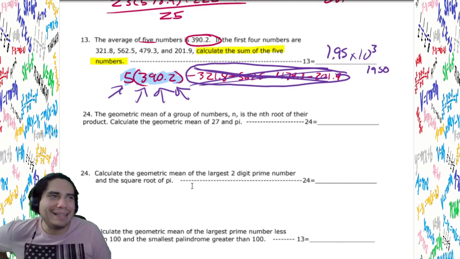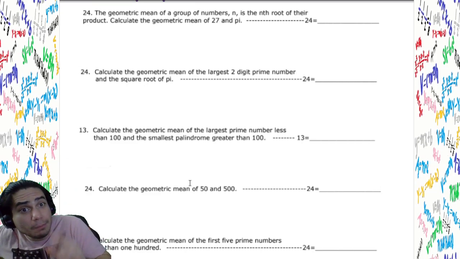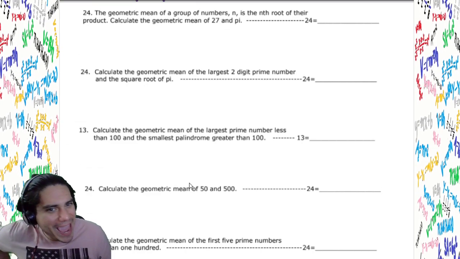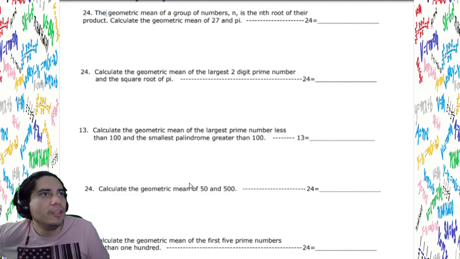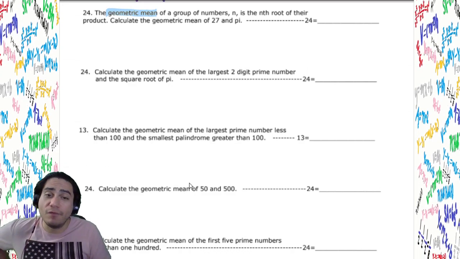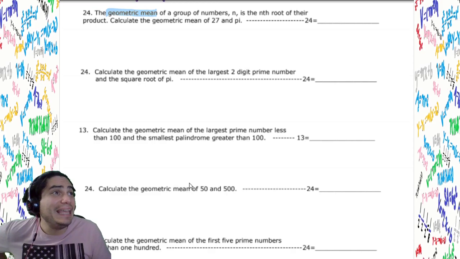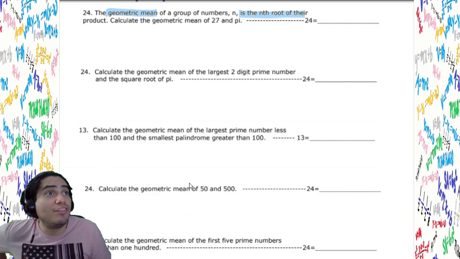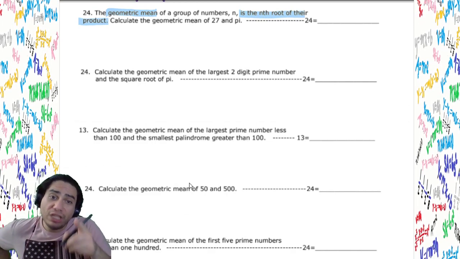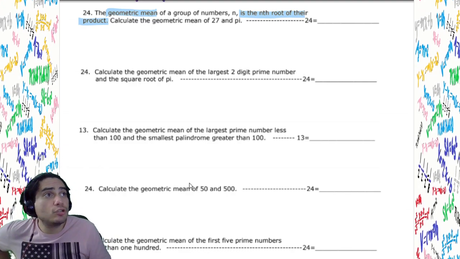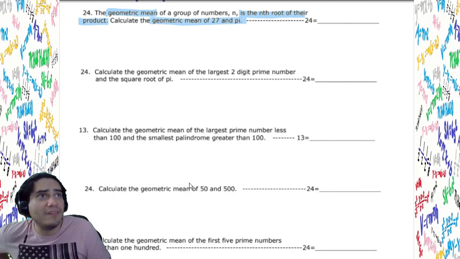All right, now I like these right here. This is going to be a different kind of mean, and I mean it right here. I like this problem. The geometric mean of a group of numbers is the nth root of their product. So we gotta calculate the geometric mean of 27 and pi.